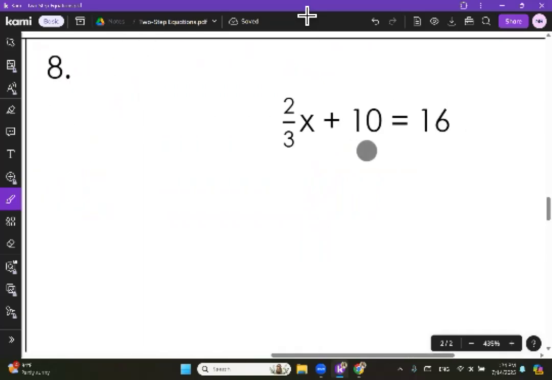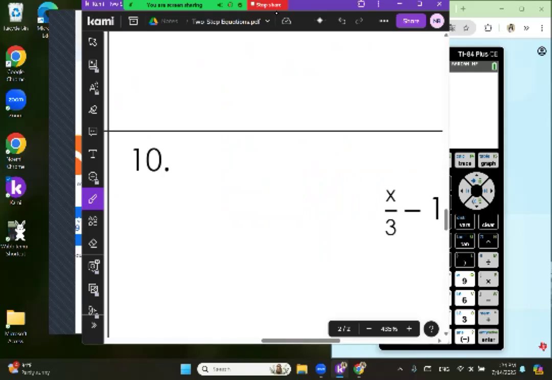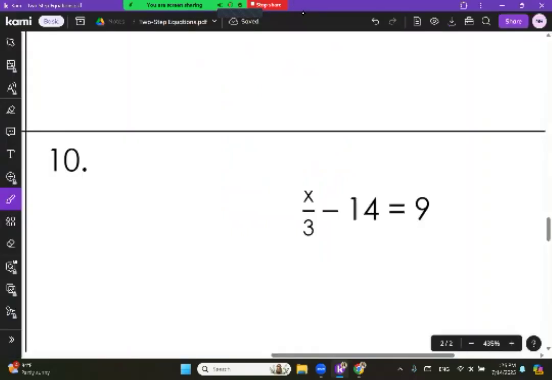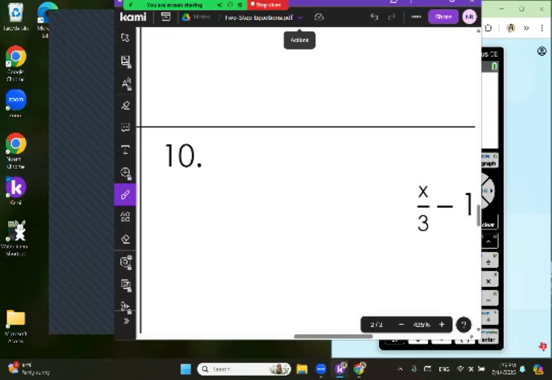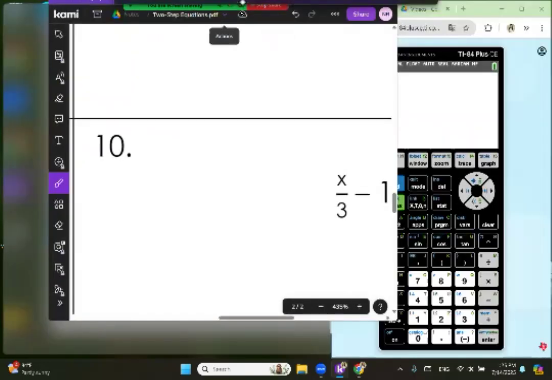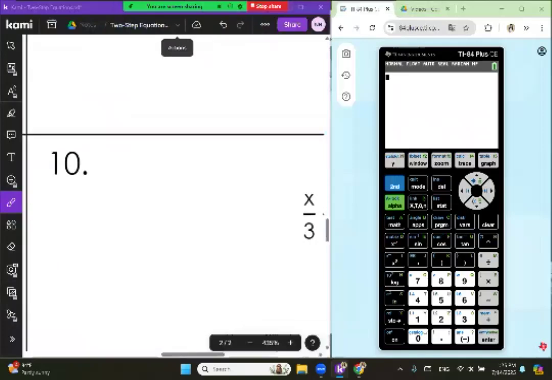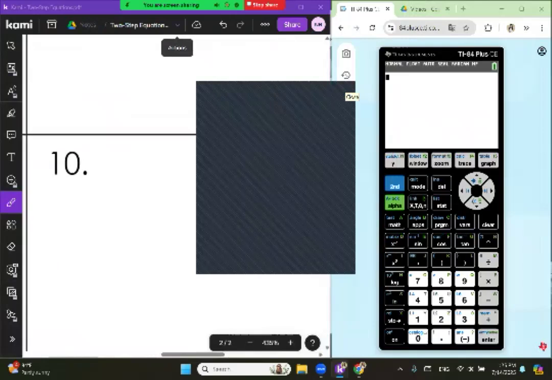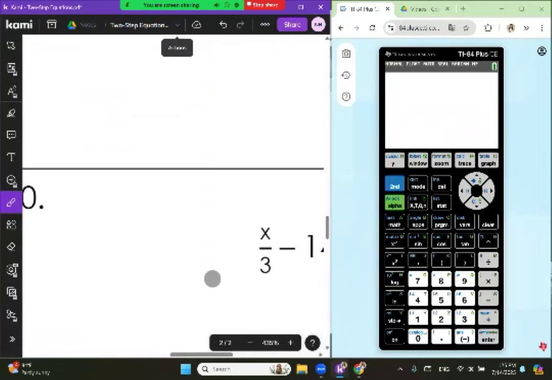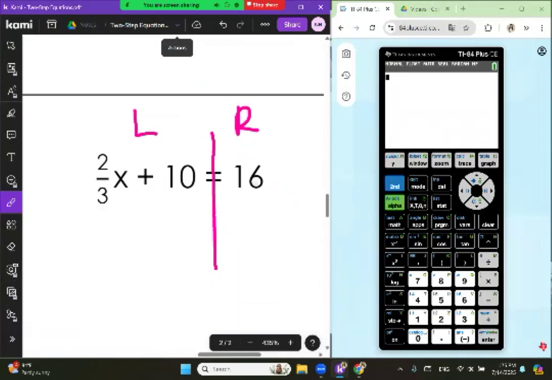Number 8. Draw your line. Definitely going to use a calculator here. Separate your left and your right side. Let me see if I can get that thing to pop up. Where is it? Why won't it? Whatever. There it goes. Sorry, I am using Zoom to do all of this. Here we are. Okay.